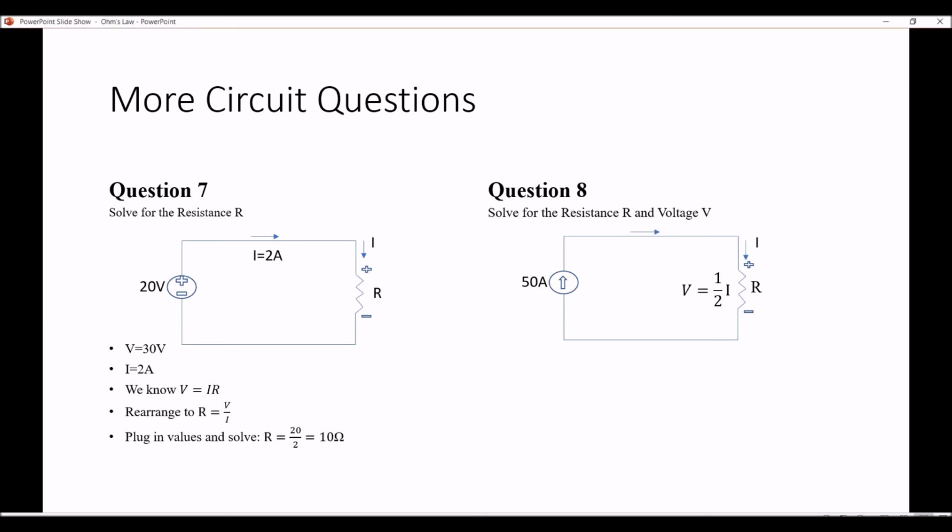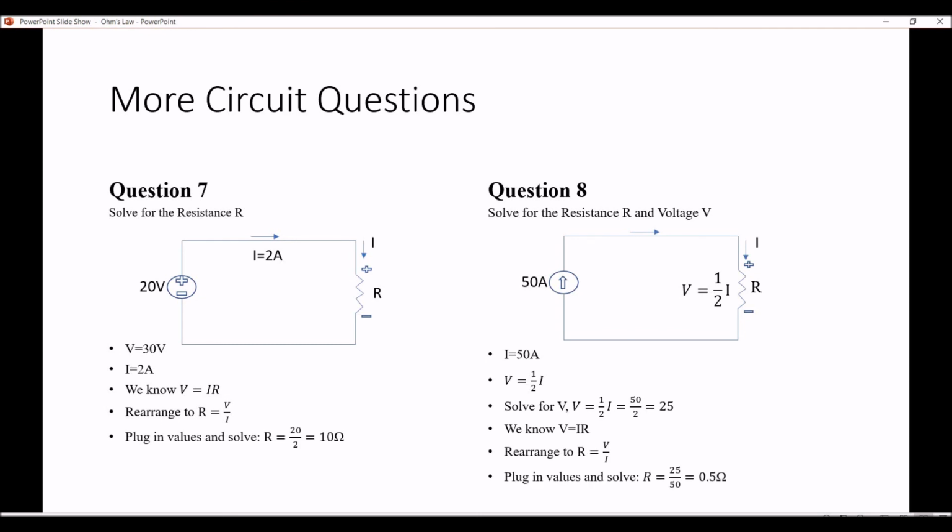And now for question 8, which I believe is the last question. So for this question, we are going to solve for resistance R and voltage V. And as you can see, V is actually based off the current. So we're going to start by going off with what we know. We know the current is 50 amps. We know that V is half of the current, so we're going to plug that in and solve for V, which is 25. There should be a volt symbol there, but it's 25 volts. And then we know V equals IR once again, and we will rearrange for R, which is V over I. We'll plug in the V we found over 50 amps, 25 over 50, and that's 0.5 ohms.